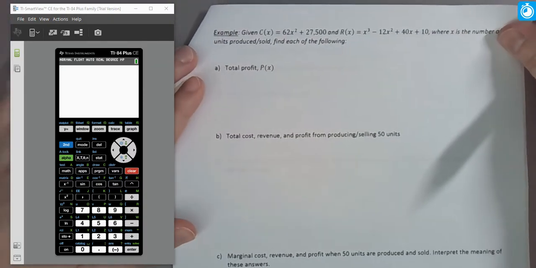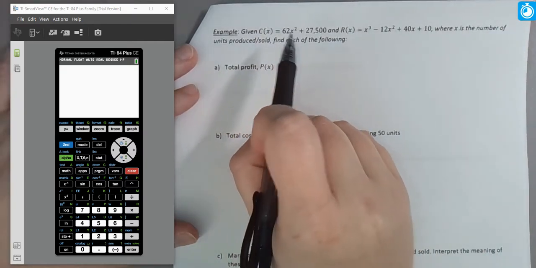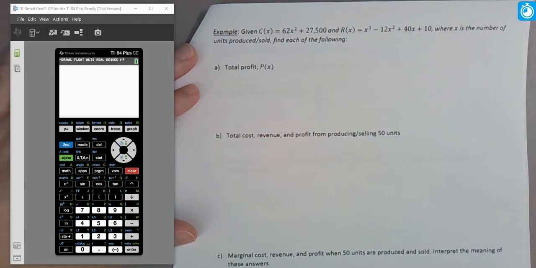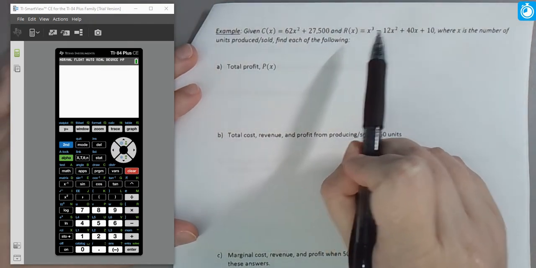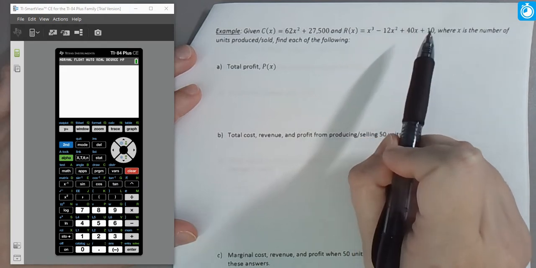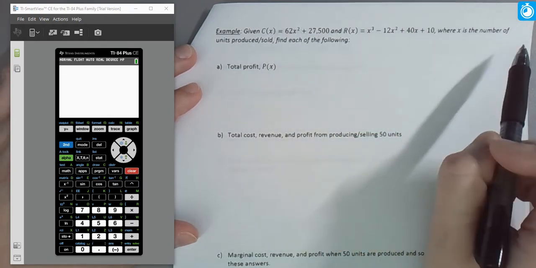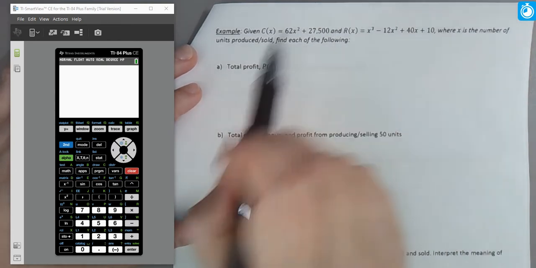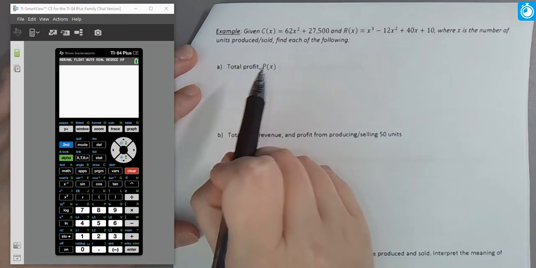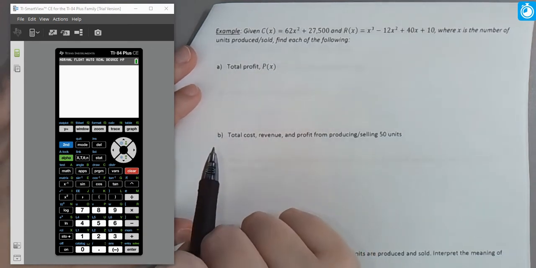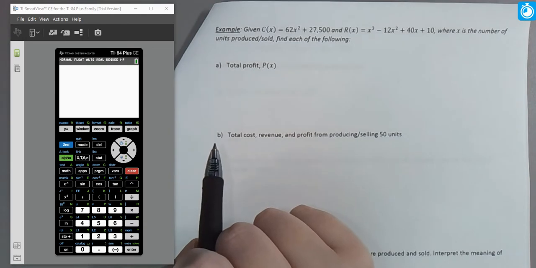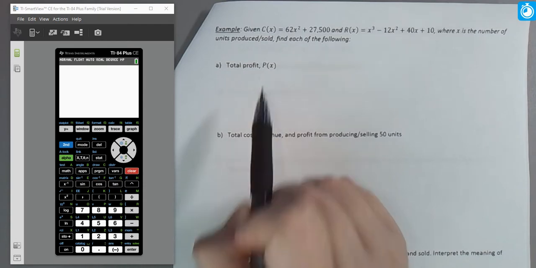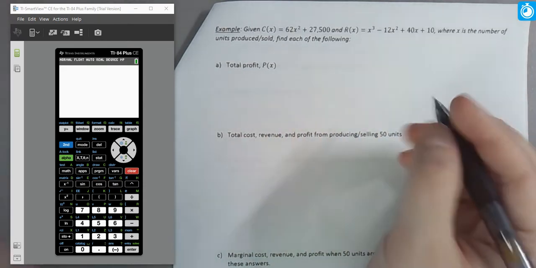Okay. So given a cost function of 62x squared plus 27,500 and a revenue function of x cubed minus 12x squared plus 40x plus 10, and in both cases x is the number of units produced and sold, we want to find each of the following. First, we want to find the total profit, defined as P of x. Profit is our bottom line. We want to analyze the profit. If we know the representation for cost and for revenue, profit is always defined as the difference between the two.